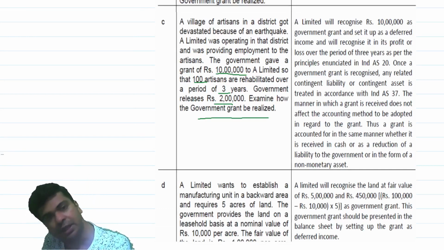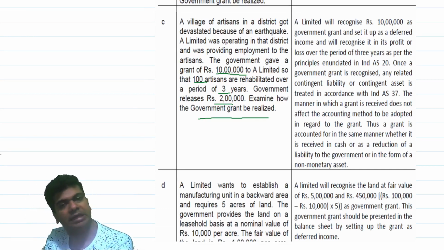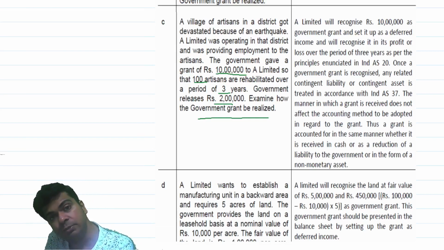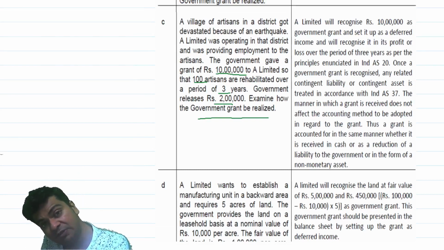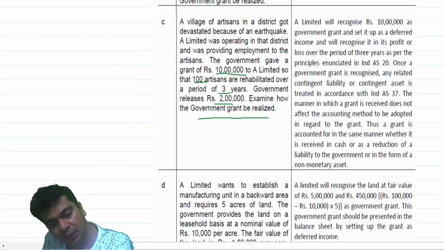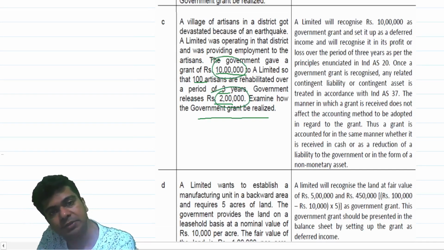It should be treated as a deferred income. That's the first thing. And it should be recognized in the P&L over a period of 3 years by following some systematic base. Question is, how much of the grant will be treated as deferred income? Grant given is 10 lakhs, but the cash released is 2 lakhs.